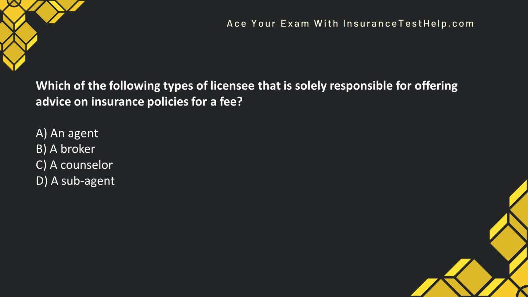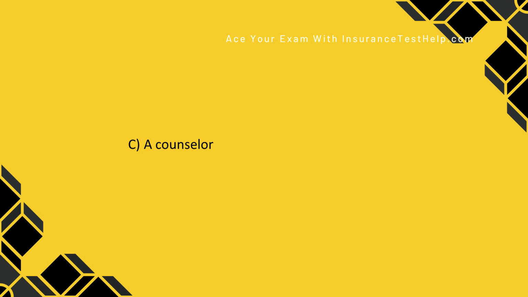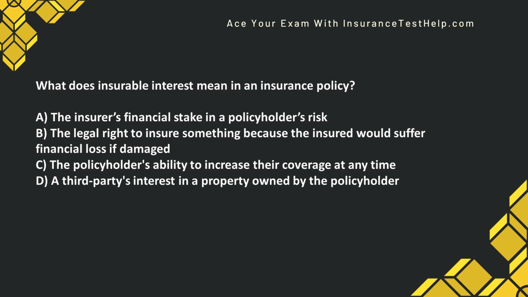Which of the following types of licensee is solely responsible for offering advice on insurance policies for a fee? Is it A, an agent, B, a broker, C, a counselor, or D, a sub-agent? The correct answer is going to be C, a counselor. There will for sure be some sort of questions about types of different agents, sub-agents, counselors, agents, brokers on your exam, so make sure you know the difference.